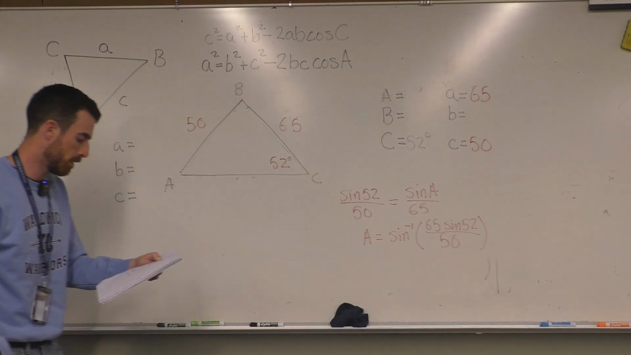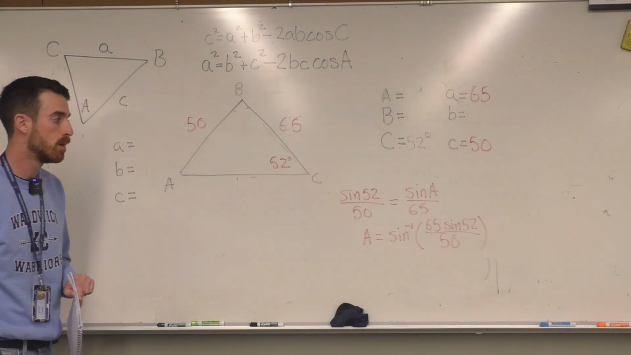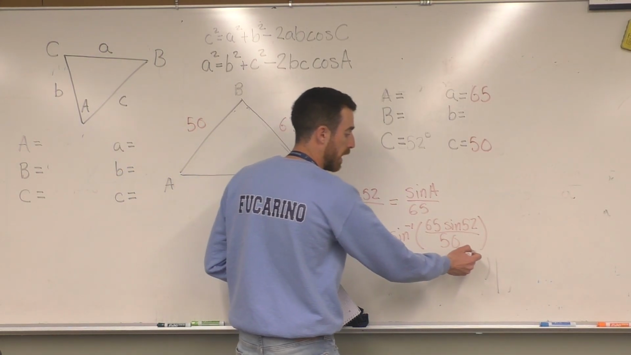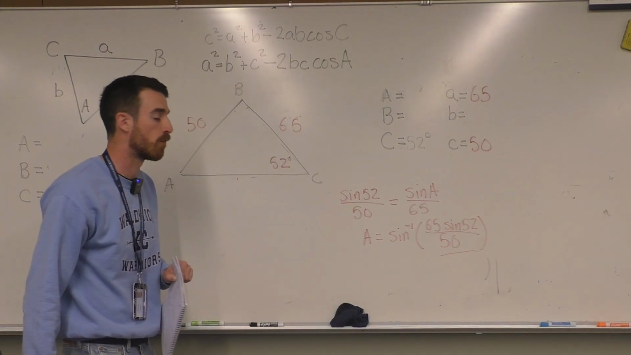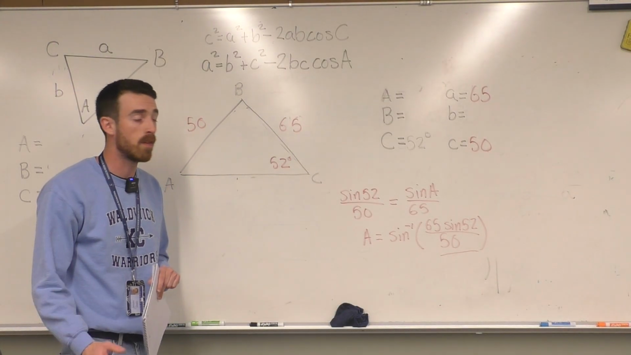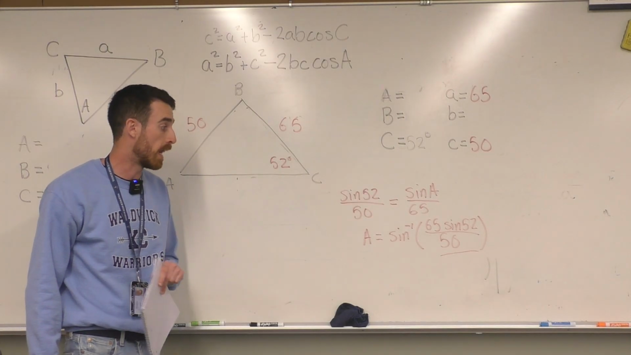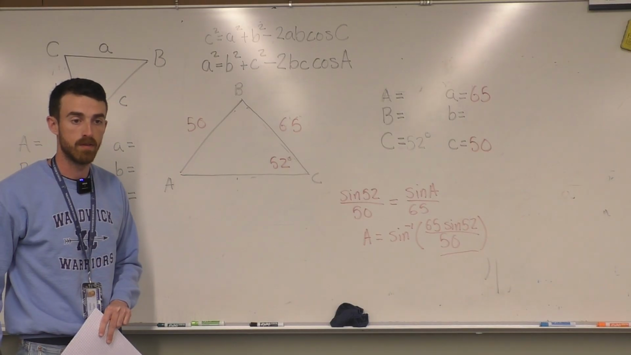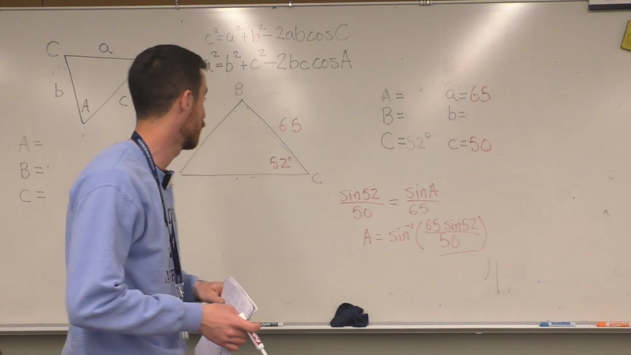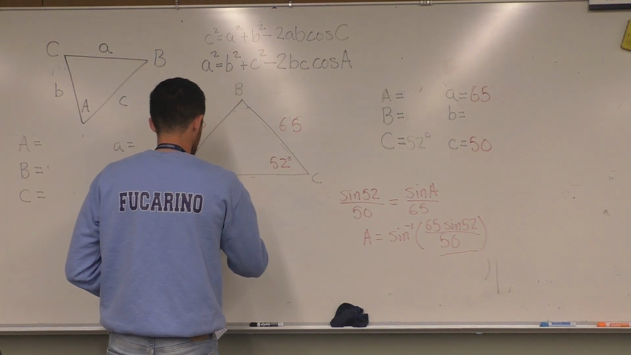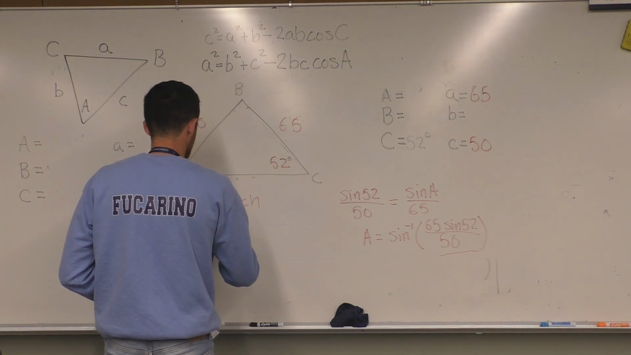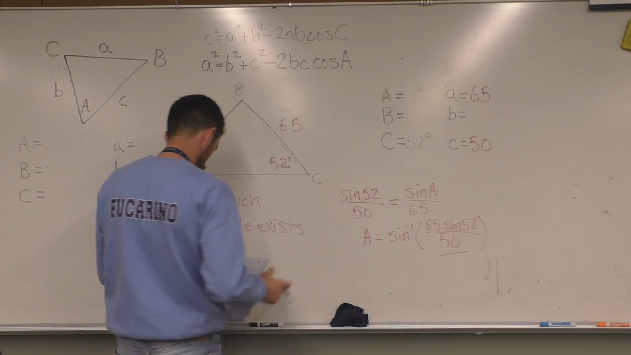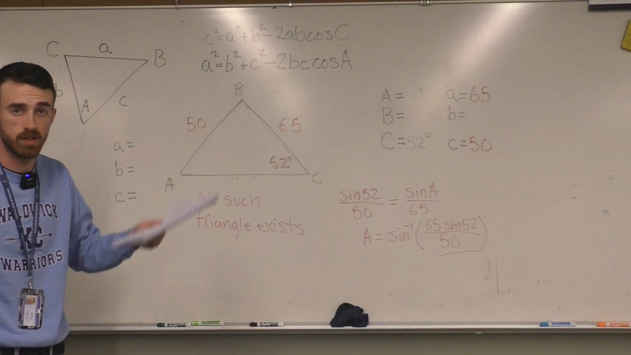Now, if you type that in right away, you're going to get domain error. I got domain error when I typed it in all together. But to double check, what I did was calculate 65 sine of 52 over 50, what was inside of the inverse sine, and I found that that was just a little bit over 1. And anytime the argument of the inverse function is greater than 1, then it is not defined. And so that means, after all that work, no such triangle exists. No such triangle exists.